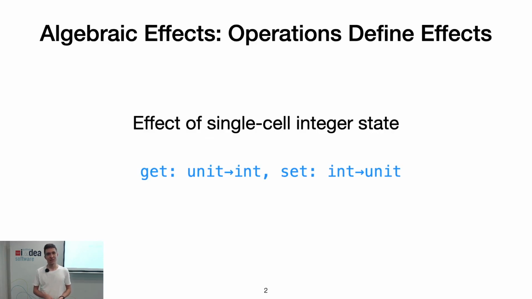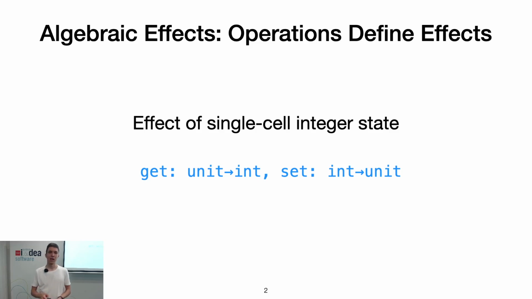Algebraic effects are those effects in programming languages that are defined by a set of operations that your programs might call. For example, we can model an effect of a single-cell integer state with two operations. One is get, to read an integer from that state, and one is set, to write a new integer into that state.